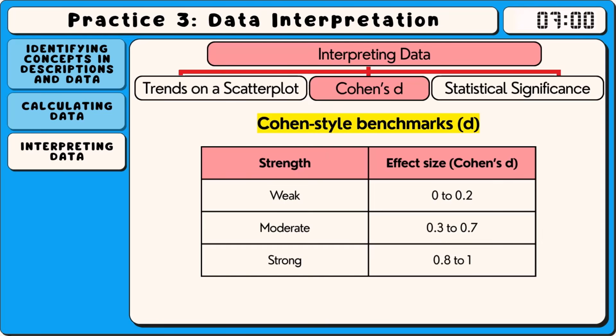In the exam, you'll see effect sizes that follow the following structure. Small effect size is usually 0.2 or below, which means the relationship or difference is weak. A medium effect size is usually between 0.3 and 0.7, which means the effect is noticeable but moderate. A large effect size is usually 0.8 or greater, which means the relationship or difference is strong and meaningful.